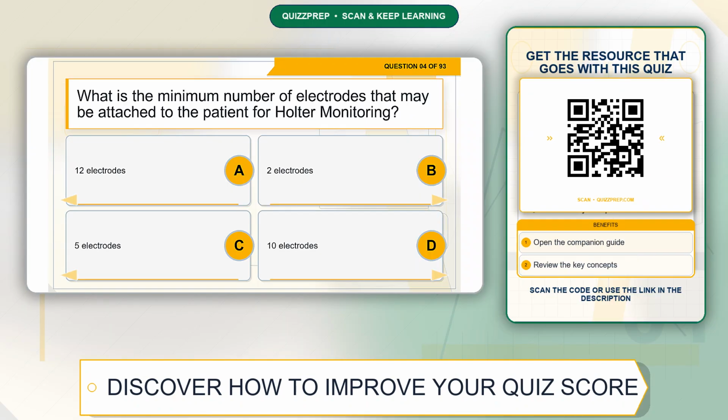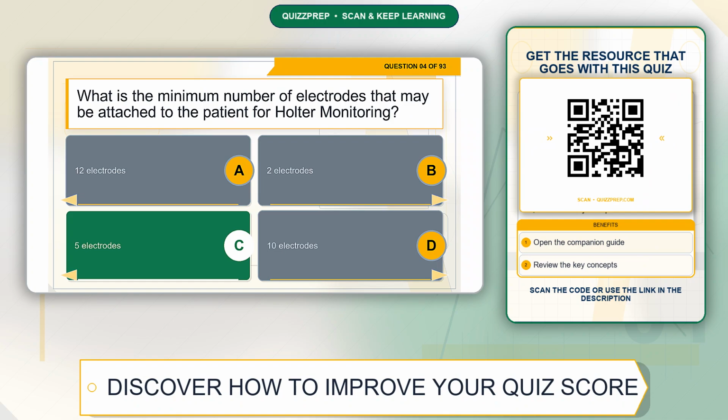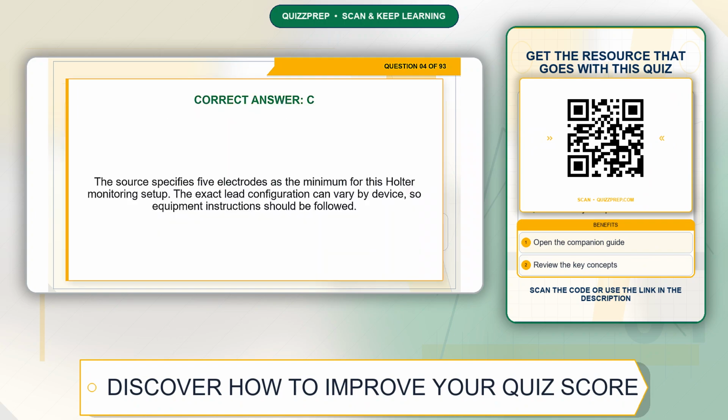Question 4. What is the minimum number of electrodes that may be attached to the patient for Holter monitoring? Option A, 12 electrodes. Option B, 2 electrodes. Option C, 5 electrodes. Option D, 10 electrodes. The correct answer is option C, 5 electrodes. Explanation: the source specifies 5 electrodes as the minimum for this Holter monitoring setup. The exact lead configuration can vary by device, so equipment instructions should be followed.